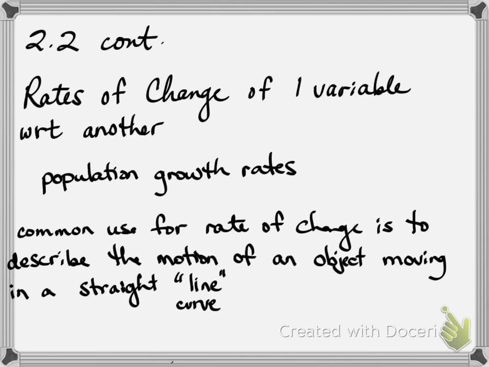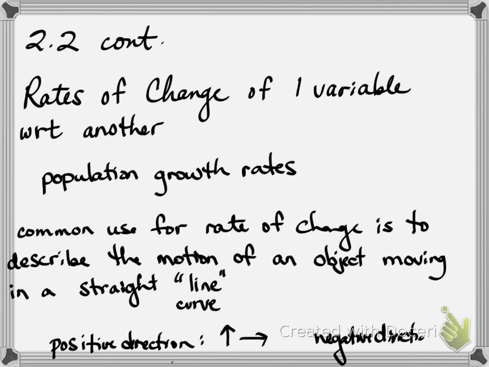So if we come up with a positive rate, or let's say a positive direction, then that could be up or to the right. And if we were moving in a negative direction, that could be down or to the left. And both of those things make sense on a graph.